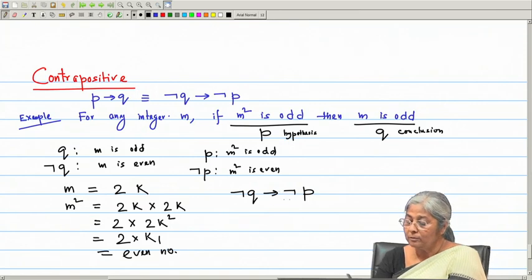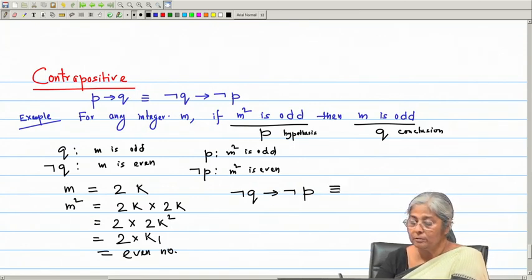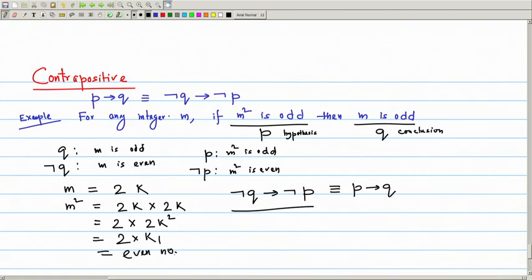And we know that this is equivalent to P implies Q. So, since we get that this is true, P implies Q, so Q is true. So, it is proved. This is proved by contrapositive. So, this is a special case of contradiction.